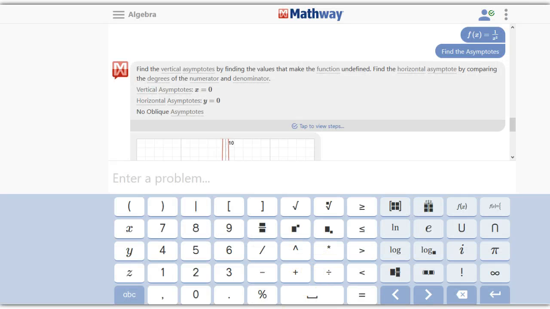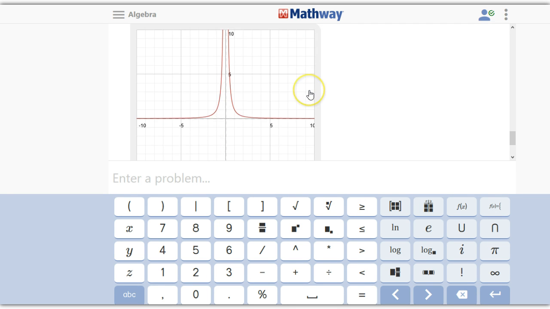There are our asymptotes. The vertical asymptote is 0. Horizontal asymptote is 0. And the equation of it happens to be y equals 0. There is no oblique asymptote. And then this is what the graph looks like. So take a moment, we'll sketch it, and this will wrap up our lesson.